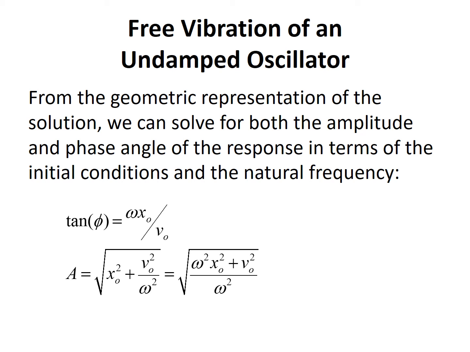If you look at the bottom expression, A has units of displacement. In SI units, that would be meters, for example. And if we look inside the bracket, we notice that x naught squared has units of displacement squared. v naught squared over omega squared also has units of displacement squared. So again, the sanity check tells us that at least we haven't messed up any of the units, and adding x naught squared to v naught squared over omega squared is appropriate. Of course, if we take the square root, we get the units of displacement, which makes sense given that A should have units of displacement.